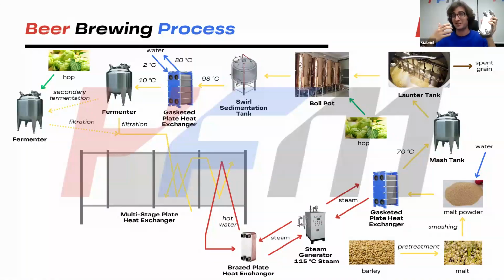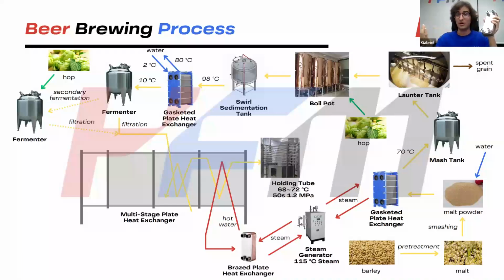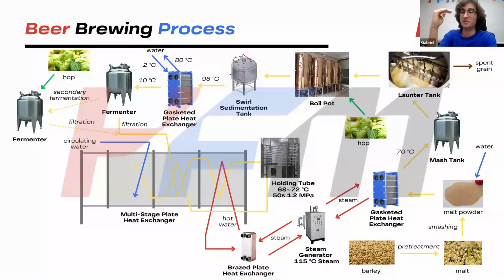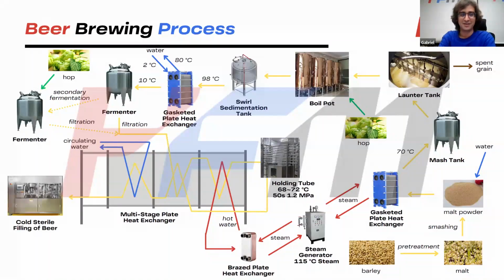So the process is basically the same. Holding tube to keep the temperature high and make sure that there's going to be no pathogen in the beer. We have the hot beer that's going to be used to reheat the cold beer in the beginning. And before we can bottle the beer, we're going to use the circulating water to reduce the temperature of the beer to the right temperature we're looking for before we send the final pasteurized beer to the sterile filling of beer.